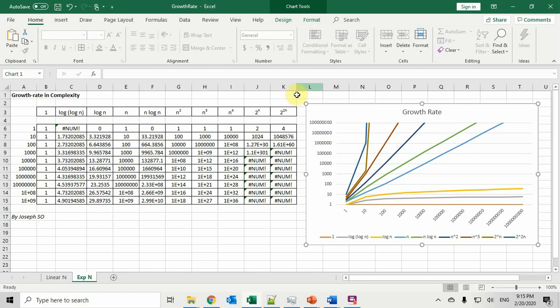So I hope you will have a better idea of the growth rate of different functions when related to the calculation or evaluation of complexity.